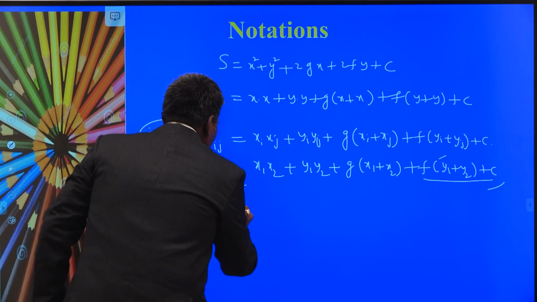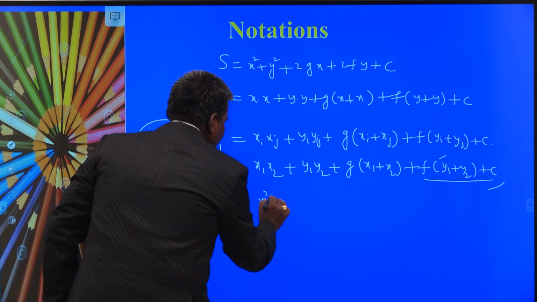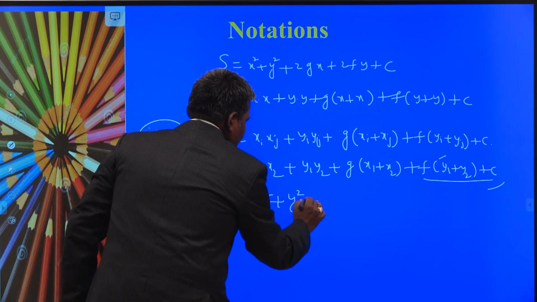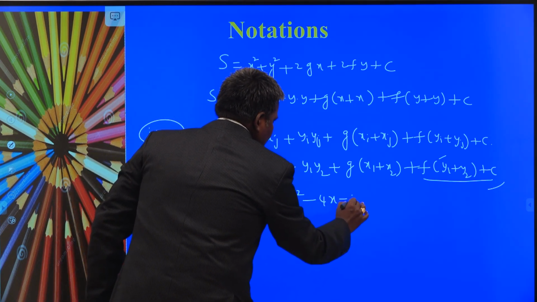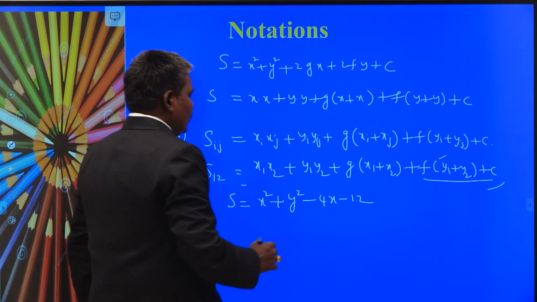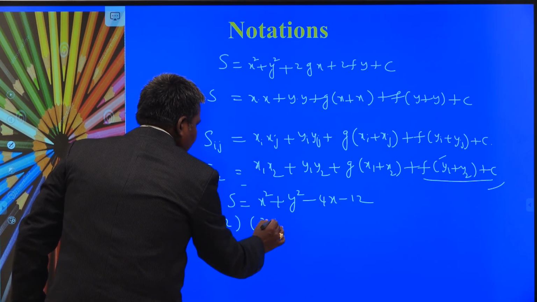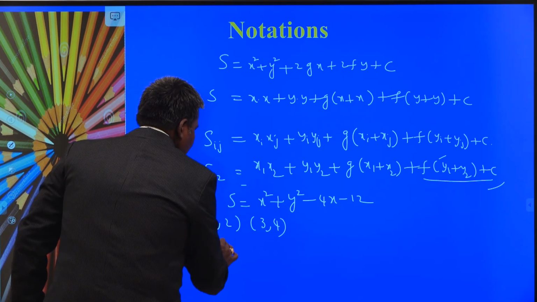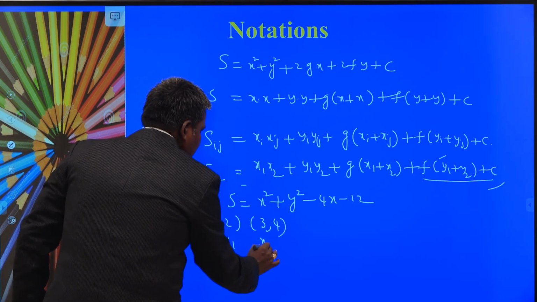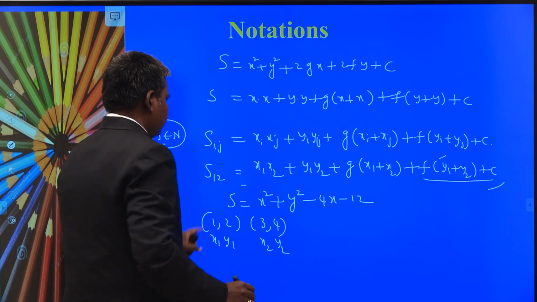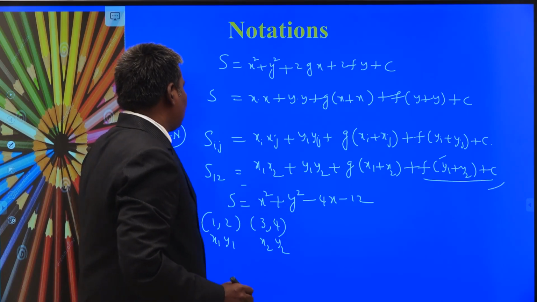For example, your S is equal to x square plus y square minus 4x minus 4y minus 12. Your points are 1, 2 and 3, 4. This is your x1, y1. This is x2, y2. So how to build up S12 now?